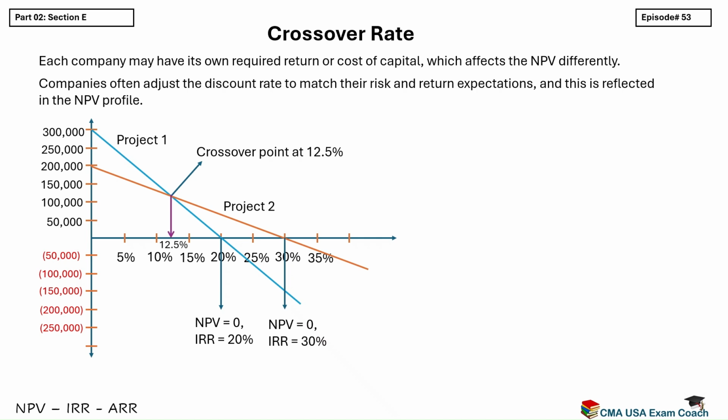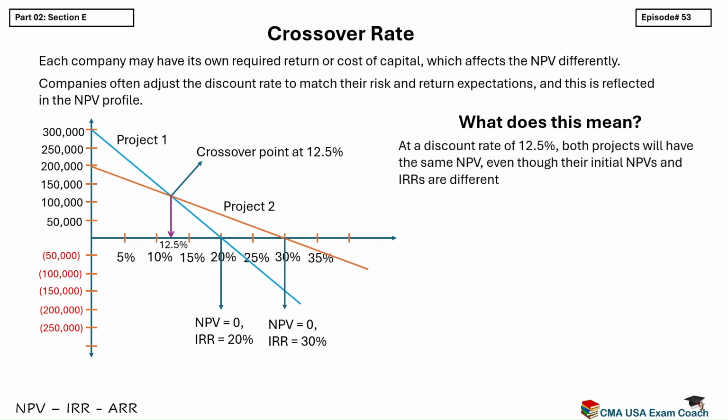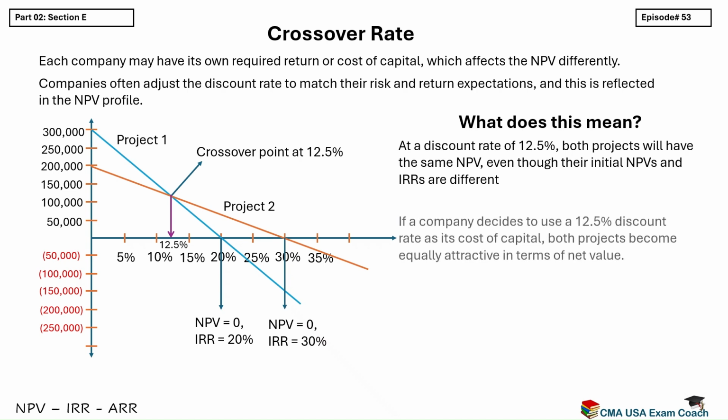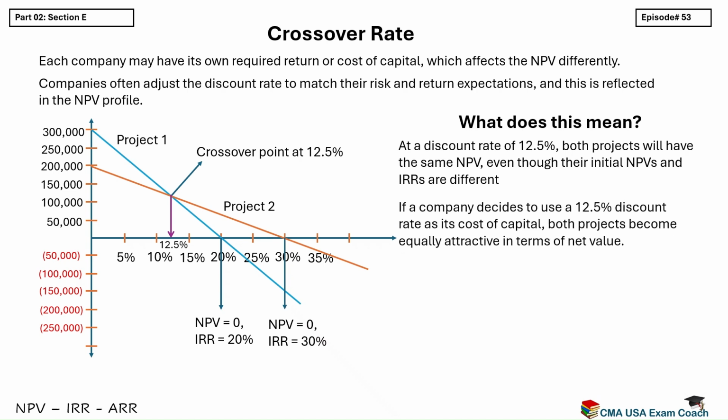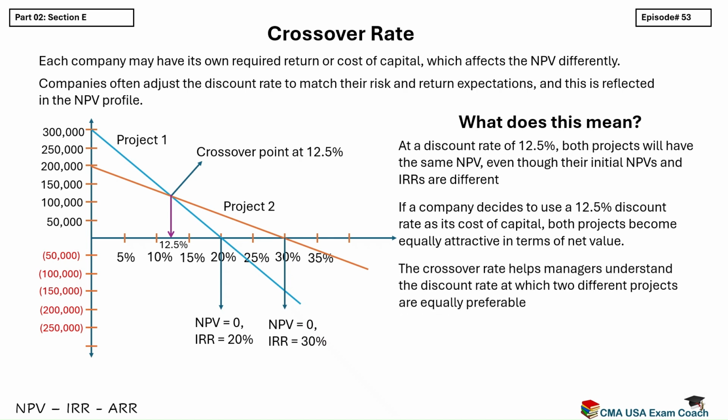So what does this mean? At a discount rate of 12.5%, both projects will have the same NPV, even though their initial NPVs and IRRs are different. In other words, if a company decides to use a 12.5% discount rate as its cost of capital, both projects become equally attractive in terms of net value. The crossover rate helps managers understand the discount rate at which two different projects are equally preferable, and it is very useful when comparing mutually exclusive projects or making investment choices between alternative projects.